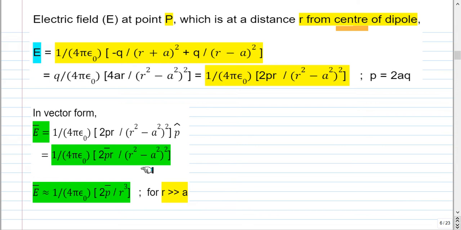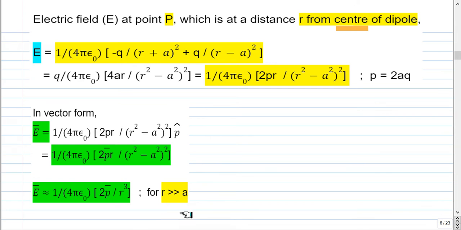Under the dipole approximation, that is at points which are much farther away compared to the size of the dipole, this a square can be neglected. So the expression for electric field will become 1 by 4 pi epsilon naught, 2p divided by r cube. Electric field due to dipole goes as 1 by r cube. For a given dipole, this p is fixed.